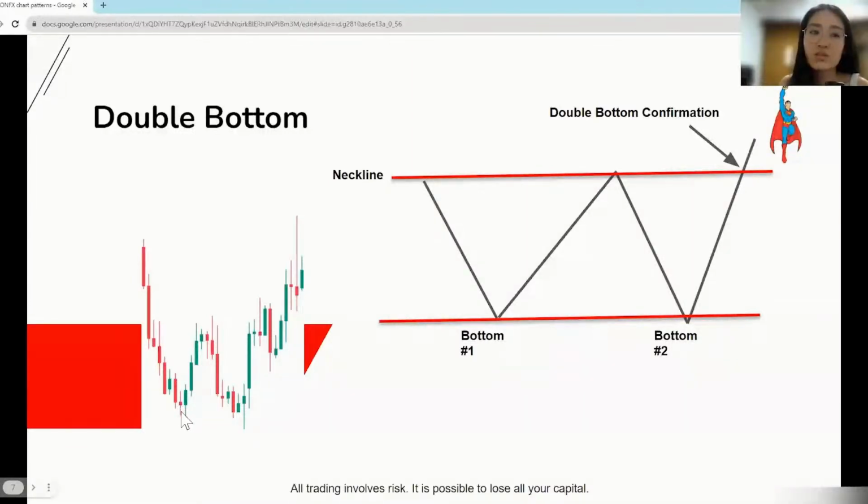So you can take note of the entire length of the wick, and you don't have to just measure it from the body of the candlestick. And then once price breaks out of this neckline or this resistance level, then we can say that there is a double bottom confirmation. Okay, so far pretty straightforward patterns.